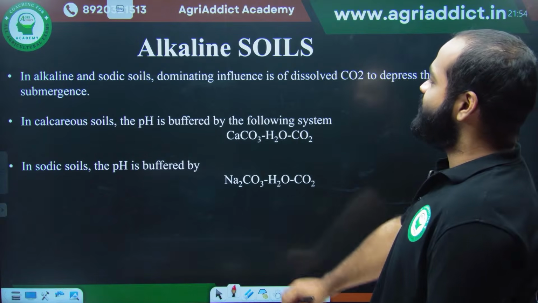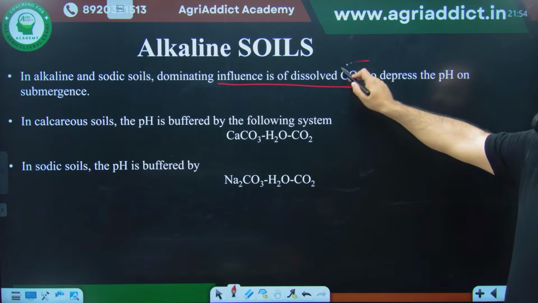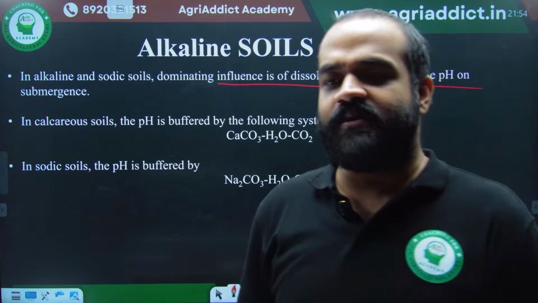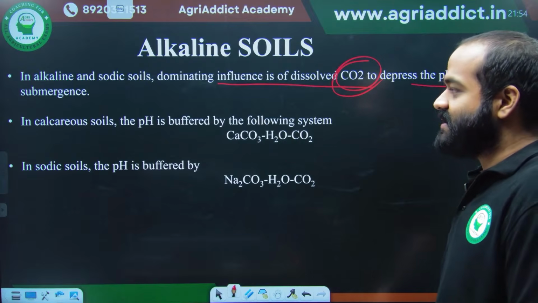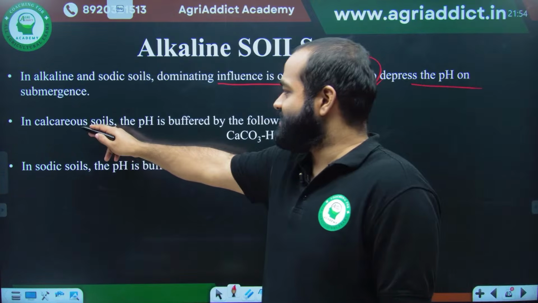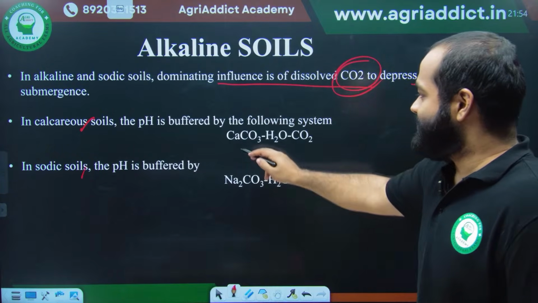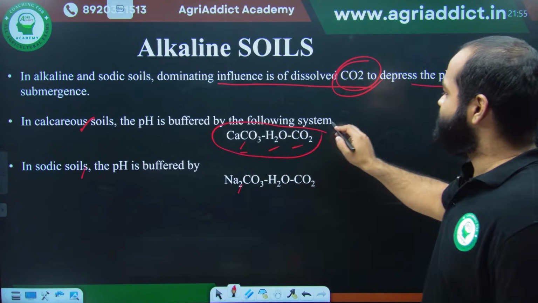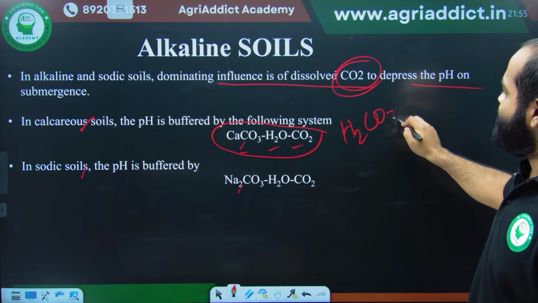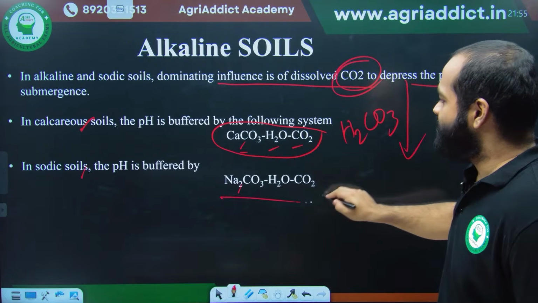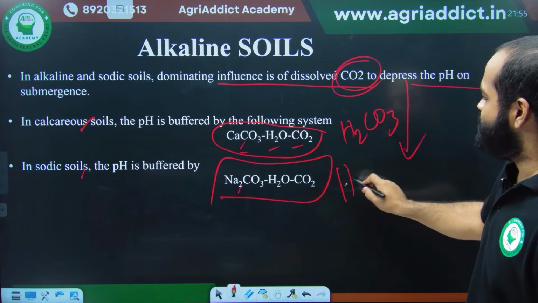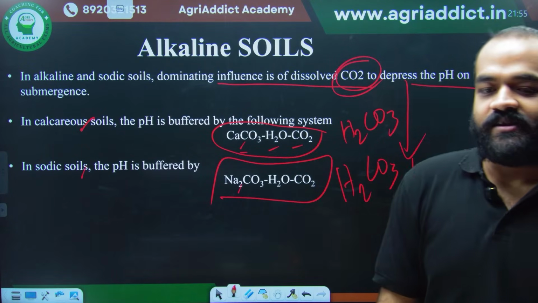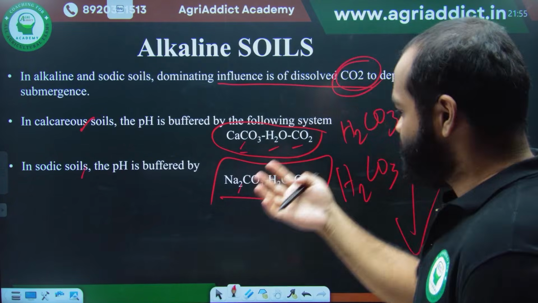In alkaline and sodic soil, the dominating influence is of dissolved CO2 to depress the pH on submergence. Alkaline soil में we know, alkaline soil में कहाँ से iron manganese लेके आऊँगा? Alkaline soil is either calcareous or it is sodic. So majorly it is CaCO3 and Na2CO3. So CaCO3, H2O, CO2, this buffer system will generate H2CO3. That H2CO3 will reduce the pH. This buffer system in case of sodic soil will also generate the H2CO3, which will reduce the pH of the sodic soil. So in case of alkaline soil, the pH will go down because of these two systems.